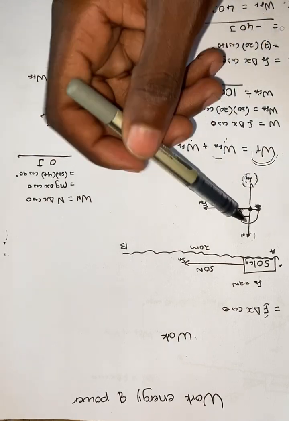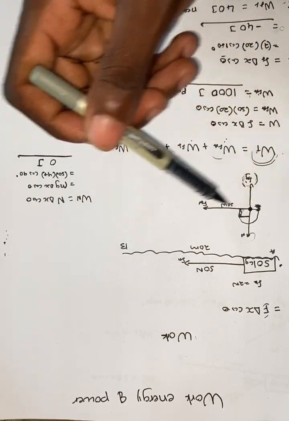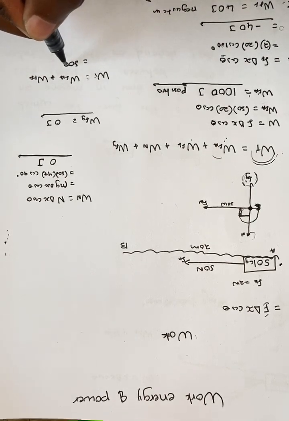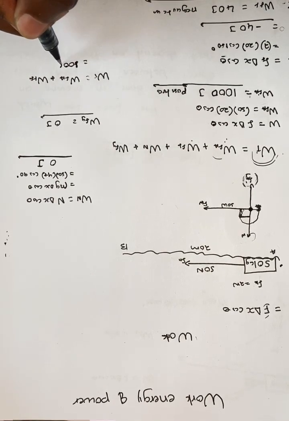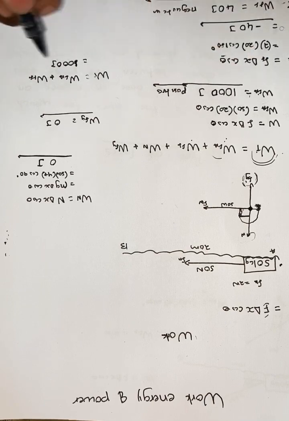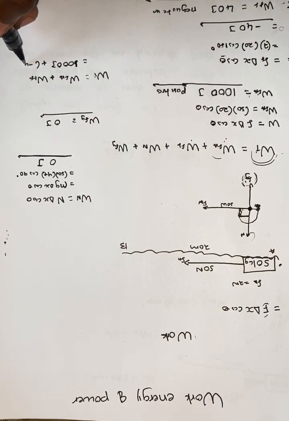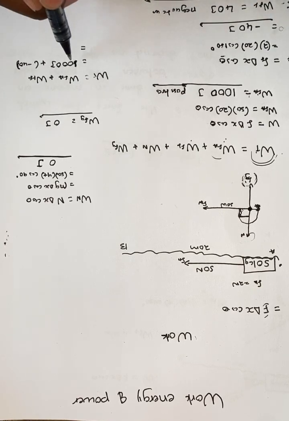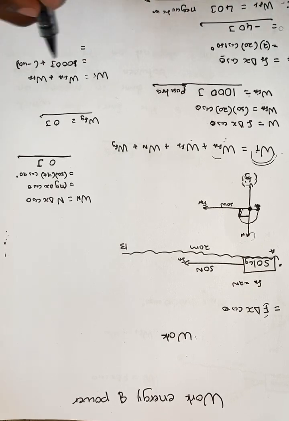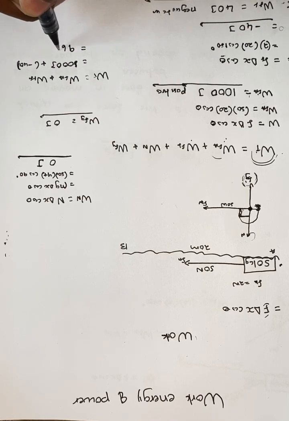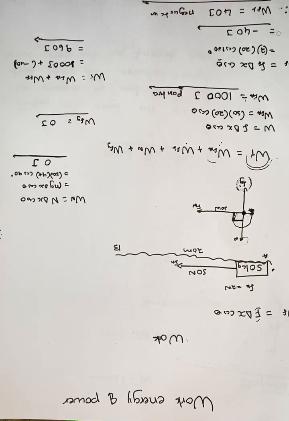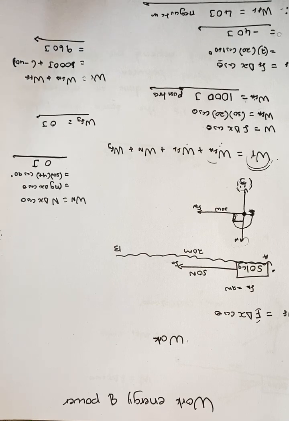So we only calculate the force applied and the friction force, which will be 1000 joules for the force applied plus negative 40 for the friction force. 1000 minus 40 is 960 joules. I hope you understand this one.